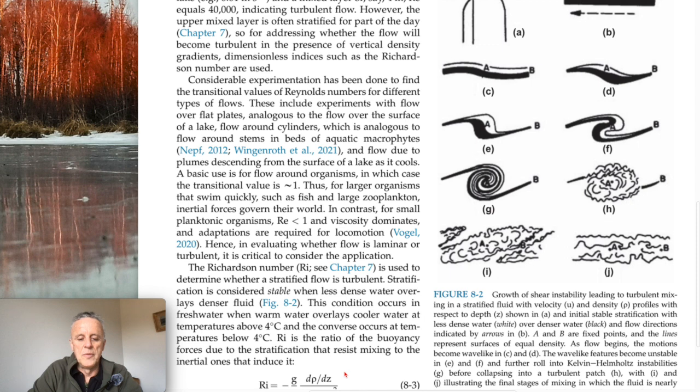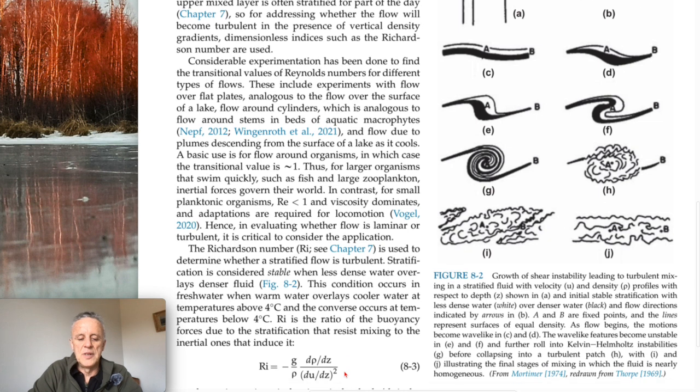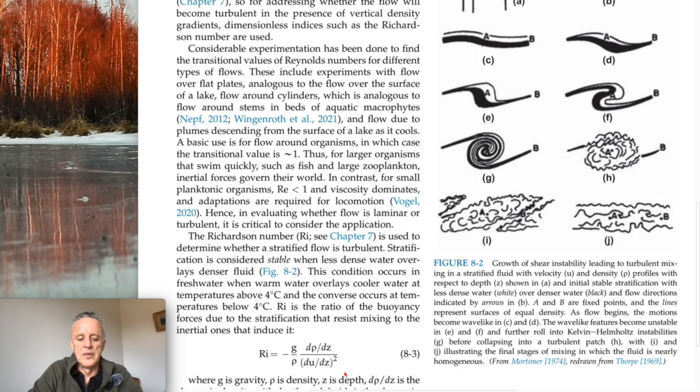The Richardson number, Ri, is used to determine whether a stratified flow is turbulent. Stratification is considered stable when less dense water overlays denser fluid. These conditions occur in freshwater when warm water overlays cooler water at temperatures above 4 degrees C, and the converse occurs at temperatures below 4 degrees C. Ri is the ratio of the buoyancy forces due to stratification that resist mixing to the inertial ones that induce it.